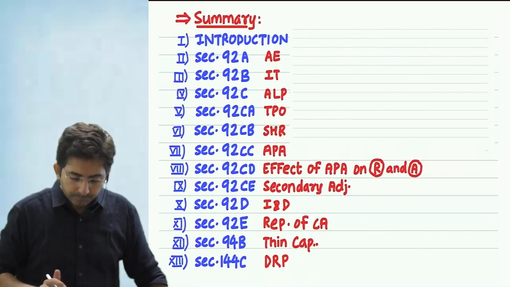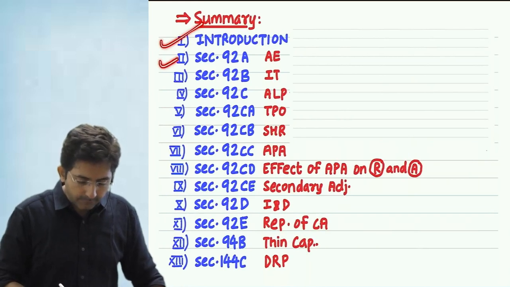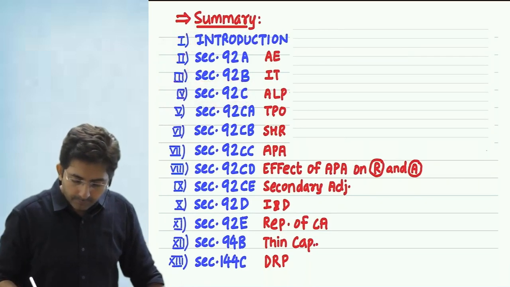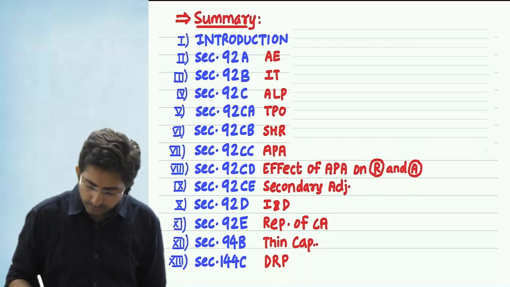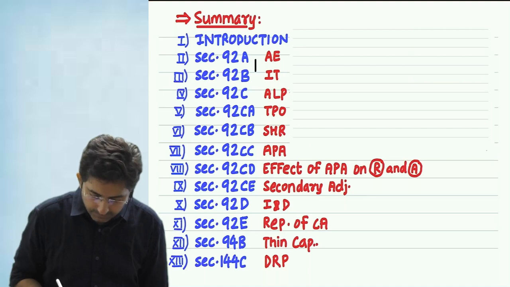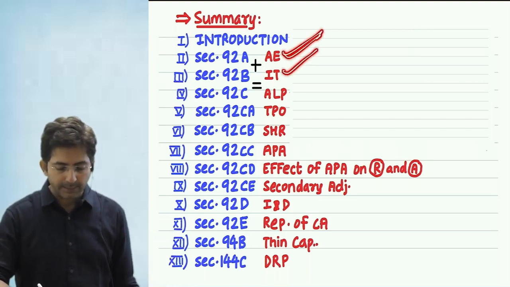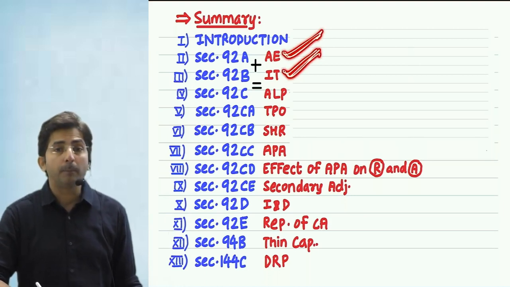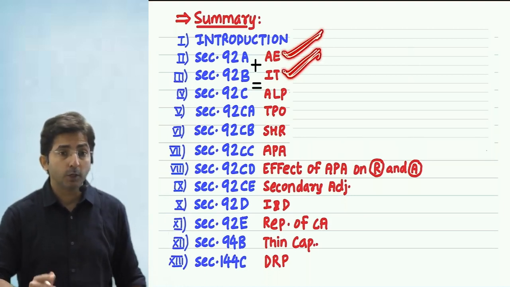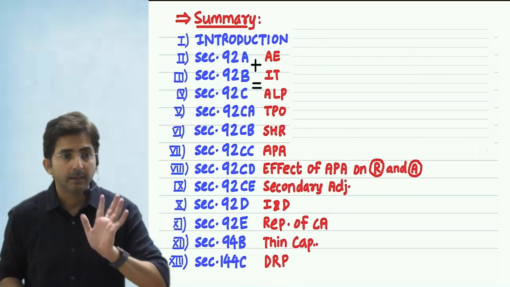Now see, after the introduction we did 92A, 92B. The next section is what? 92C. And see, if I make the equation here also, which equation? See, AE plus IT is equal to ALP. Means what? If these two conditions are satisfied, we have to compute the arm's length price, because we cannot trust the price shown by the assessee.